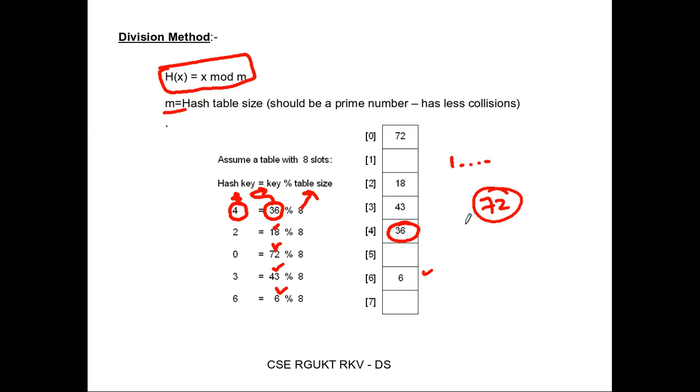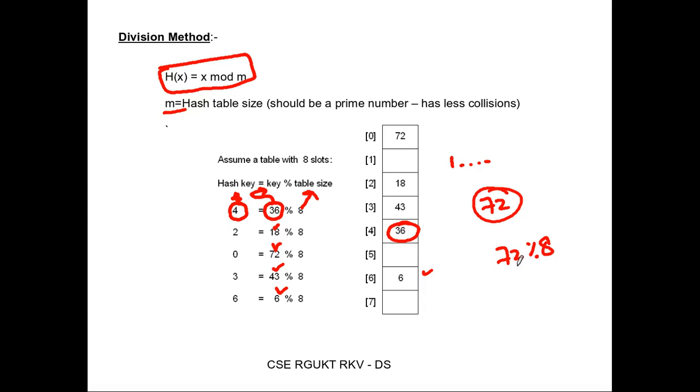So what are the prerequisites for this? For searching the element 72, I know that the size of the table m is 8 for me. And I know what the modulus function is which I have used. I have used the division method. In the division method I know that I will be applying x mod m, that is the key mod the size of your table. So to check where 72 is stored, I apply 72 mod 8.